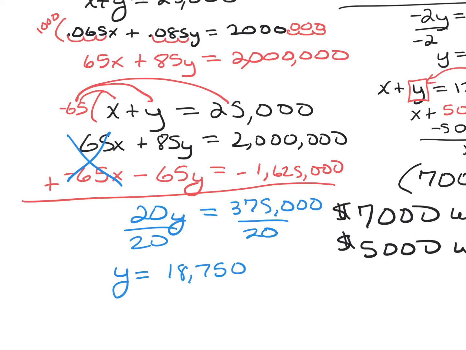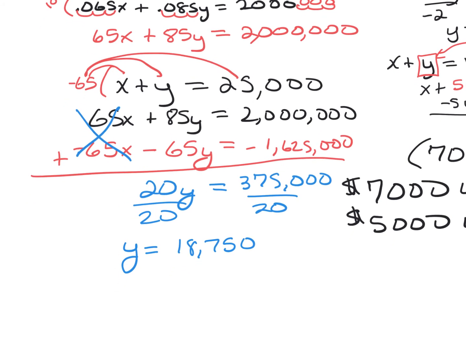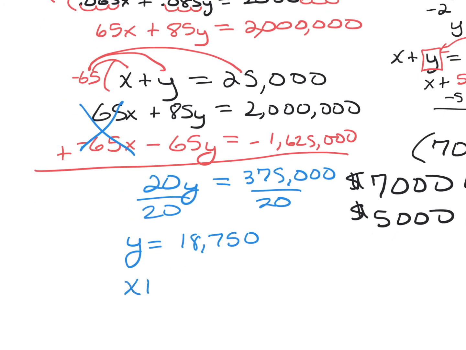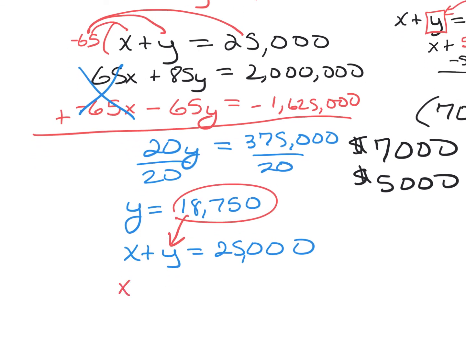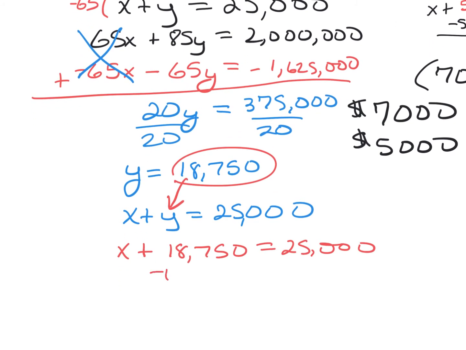Now I need to find out how much was invested at 6.5. So again, take your original, and again, it doesn't matter which. Plug in what you just found for y, and then solve for x. So x plus 18,750 equals 25,000. Subtract.